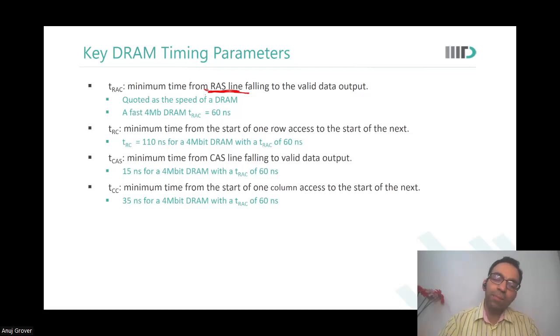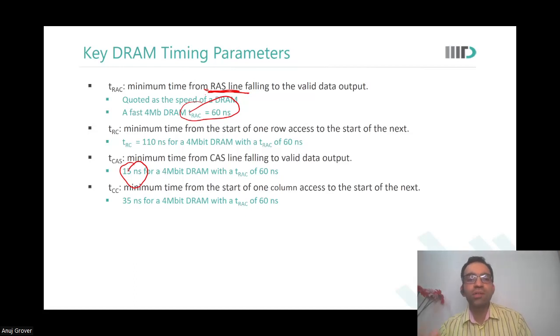Then column address strobe time, or TCAS, is the minimum time from CAS to valid data. Now notice that if TRAC was 60 nanoseconds, this is much lower. Why? Because now the sense amplifier output is already there. All that you need to do is some address decoding and select which bit to give out. Whereas for the first timing, you not only had to do the decoding of the row, that is the row decoder, but also discharge the bit line, activate the sense amplifier, and then give an output. So TRAC is therefore greater than TCAS.